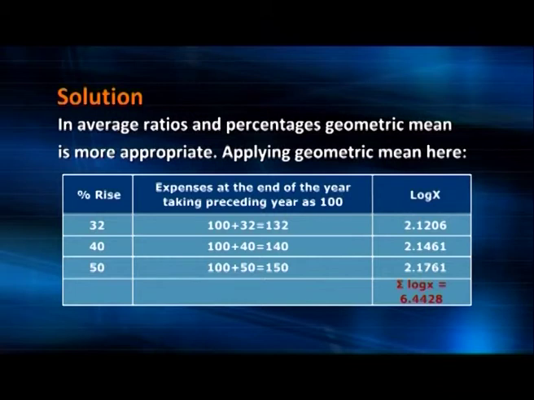If the growth of the company is 100 in the beginning, then in the 3 years, the growth is given as follows. That is, in the first column of the table, we take the year, and in the second column, we have taken 100 as the beginning growth and added the percentage increase in the growth. The third column is the logarithm value of the variables, and the total of the logarithm of the values is equal to 6.4428.